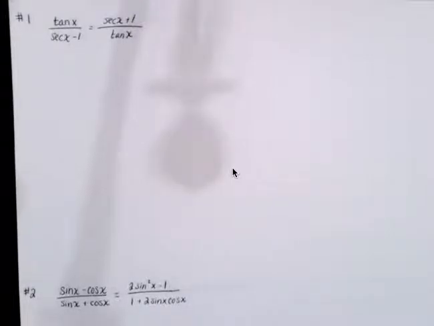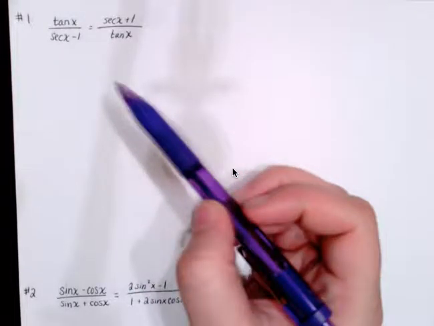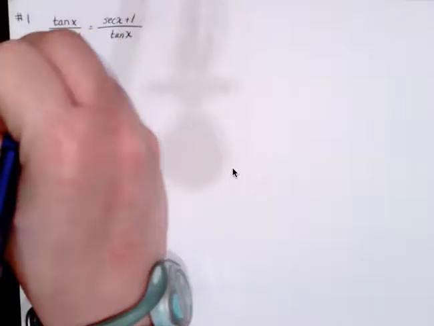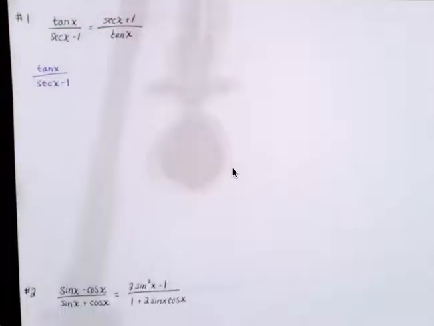You're going to choose either the left or the right side to start with, and then you're going to manipulate it using some algebra to get it to be equal to the other side. So on this one, it doesn't really matter, so I'm going to go ahead and start with the left side. Now, I gave you a hint in class.